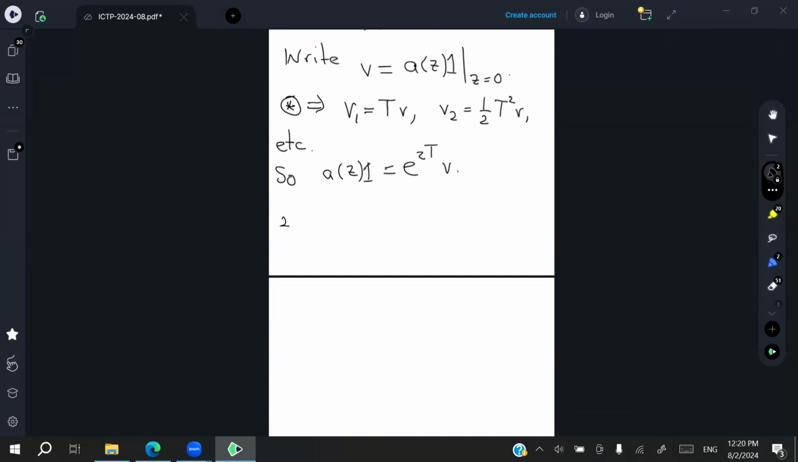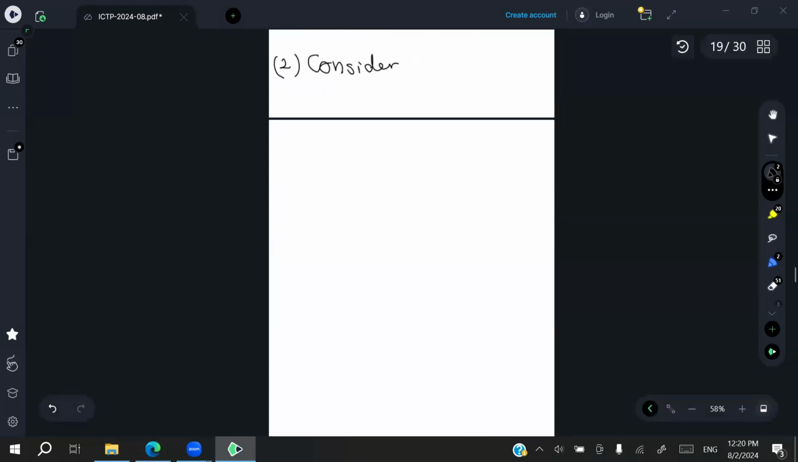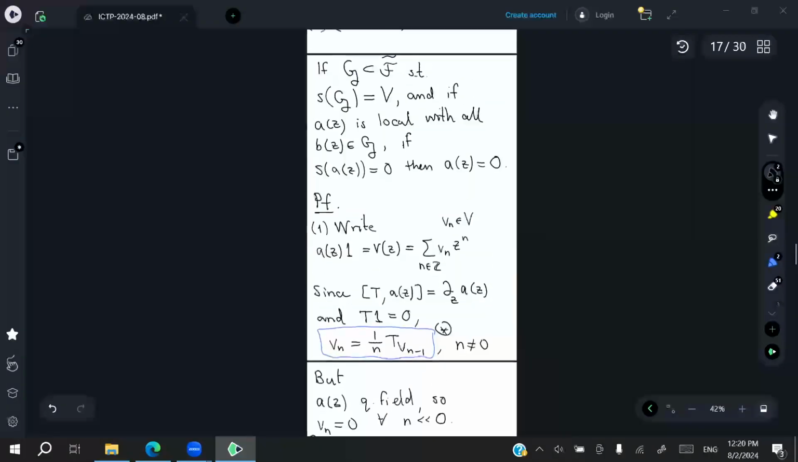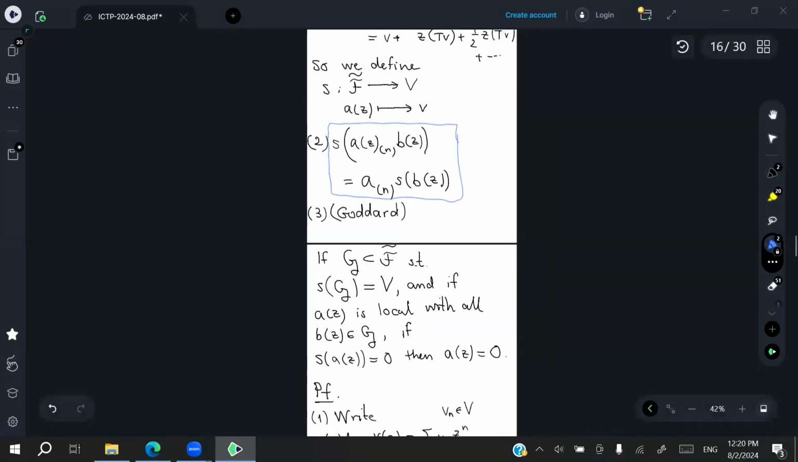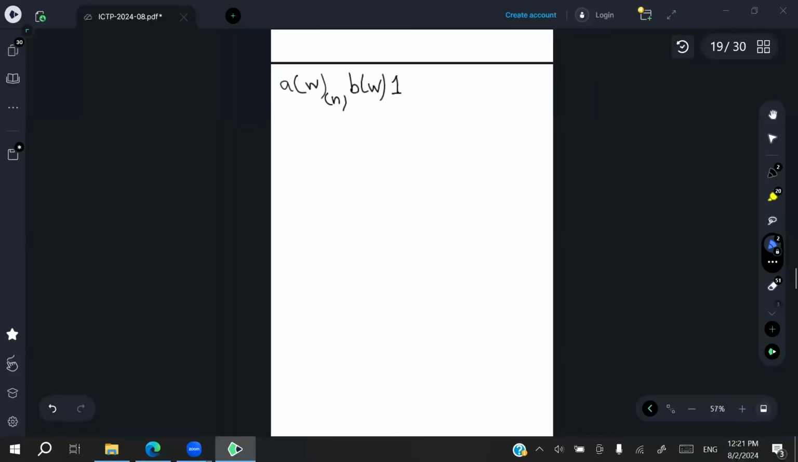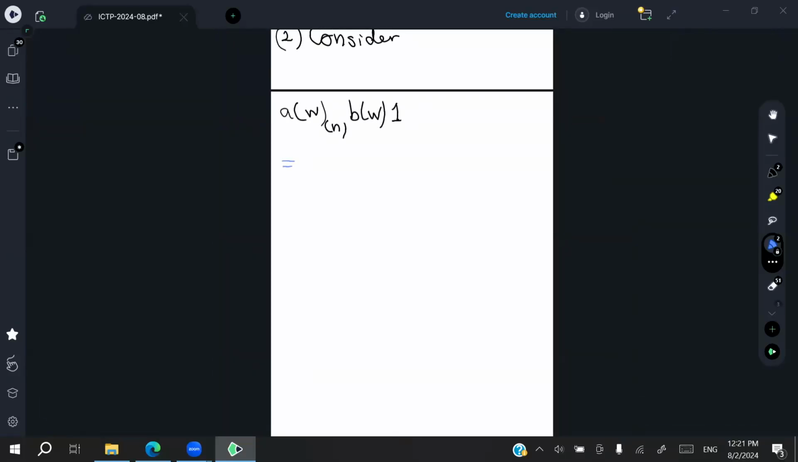Maybe I'll prove the second part as well. And then I'll leave the third part. So the second part is, we'll consider B(W) applied to the vacuum vector, right? So this is going to give us our S, right? So recall the statement was that if you apply S to an nth product of quantum fields, then you get one of the coefficients of the first field applied to S of the other field. Okay, so we'll apply this to 1. Now we'll open up the definition. So this is the residue in Z now of A(Z)B(W) applied to 1.